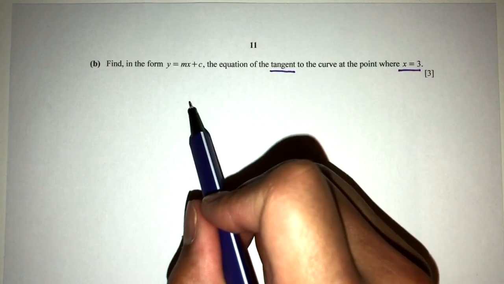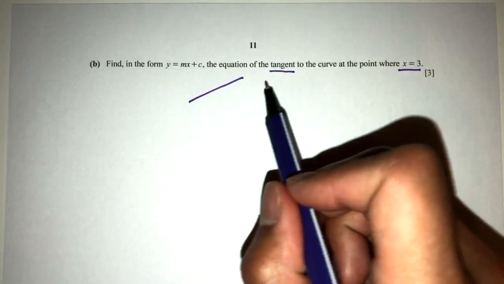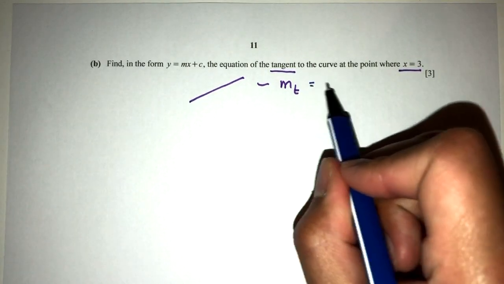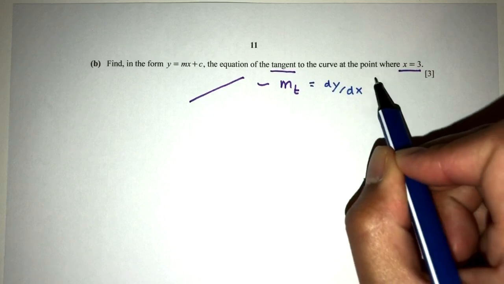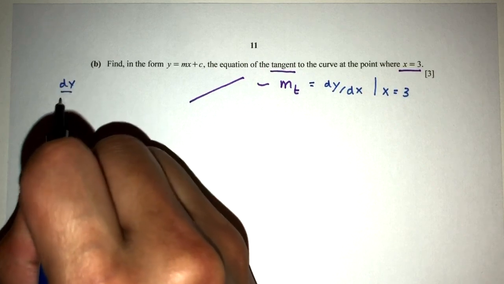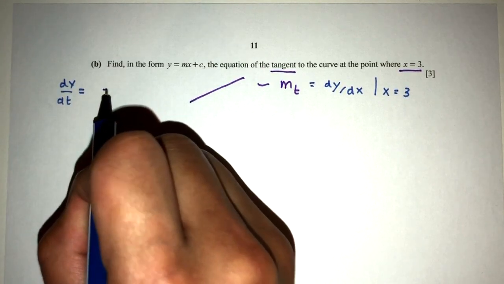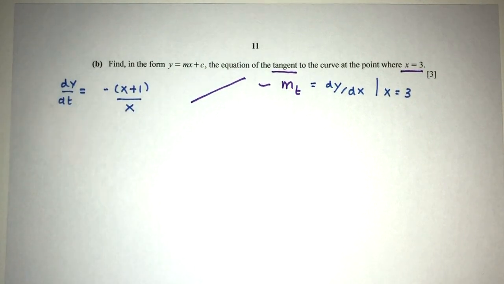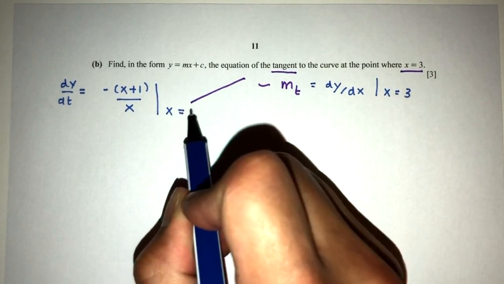Okay, so now moving on to part B, we have to find, in the form of y equal to mx plus c, the equation of the tangent to the curve at the point S. Now, as you know, tangent is a straight line. To find the equation of a straight line, we must first find its gradient of tangent. Now we know this is equal to simply dy by dx as well, at the point of x equal to 3. Now what is dy by dx? As we have seen from part 1, dy by dx is minus x plus 1 over the value of x. Okay, that is the first part. Now we have to find the corresponding value at the value of x equal to 3.